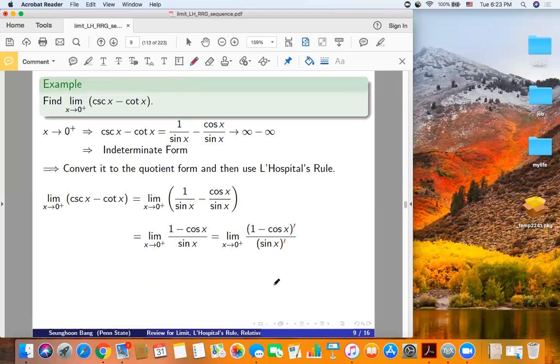The derivative of 1 is 0. The derivative of cosine is negative sine, so the derivative of negative cosine is sine. The derivative of sine is cosine. Next, you can plug 0 into x. So what is the answer? Sine of 0 over cosine of 0. Sine of 0 is 0 and cosine of 0 is 1. The final answer is 0. This is the whole idea for solving this problem.